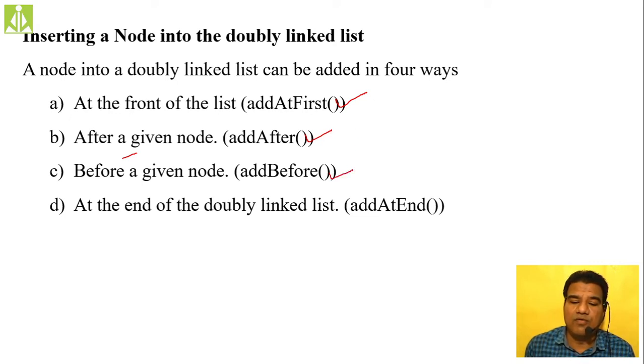Then add before will add the newly created node before the given position, then add at end will add the newly created node at the end of the doubly linked list. So these are the four different cases, four different scenarios, whenever we perform the insertion operation inside a doubly linked list. You have to stick to these four operations. You have to analyze these four operations.